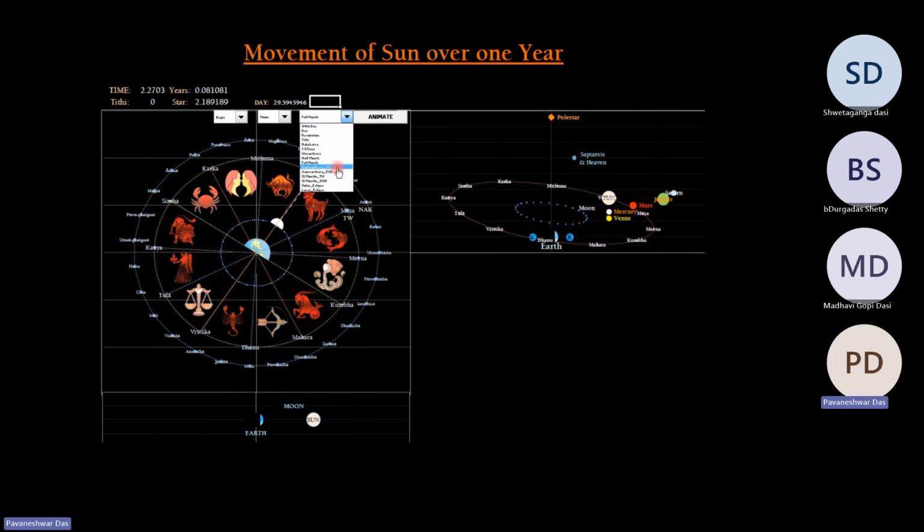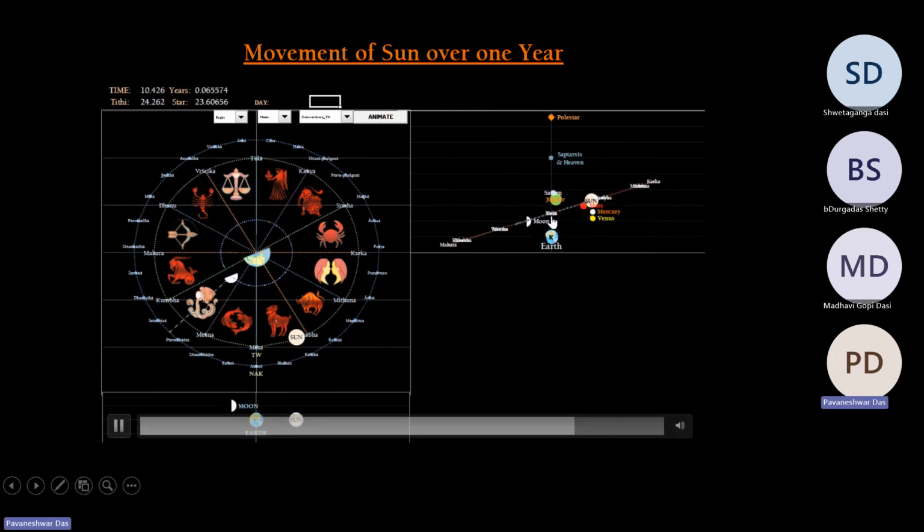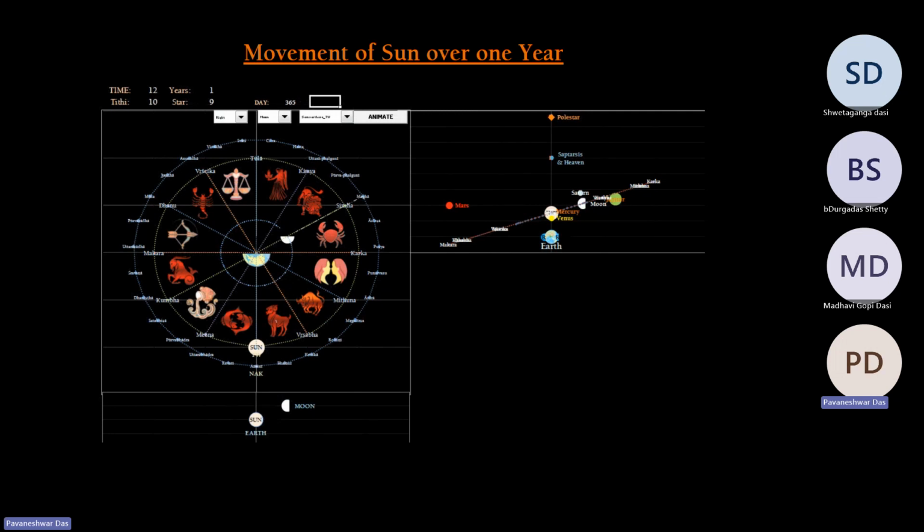Now 1 year, 1 full year. Sun actually going up, April to July, October, January, again April. So while the sun goes up and down, which takes 1 year, the moon goes up and down 13 times. So like this, the Uttarayana and Dakshinayana can be shown.